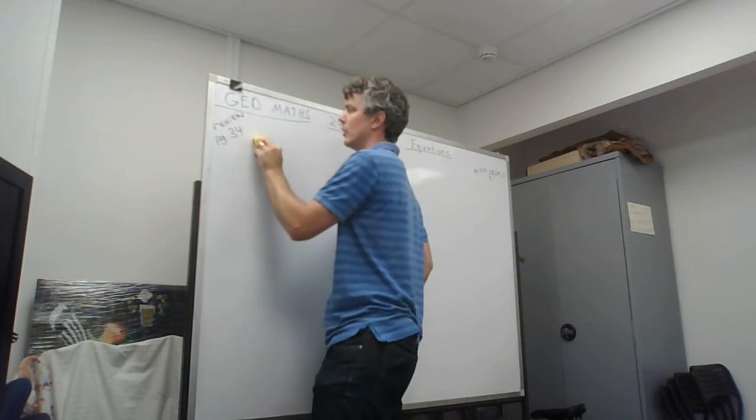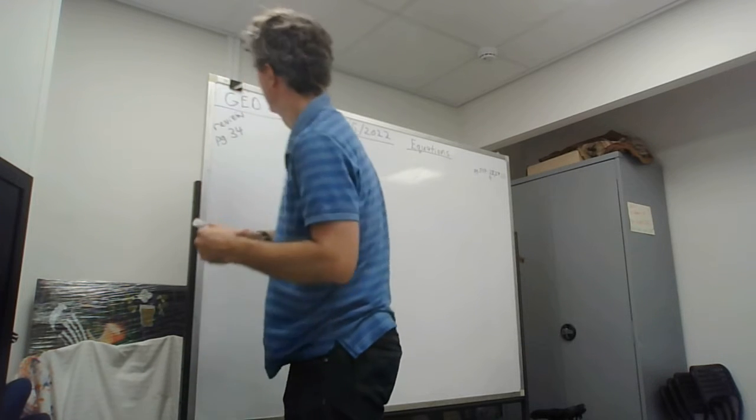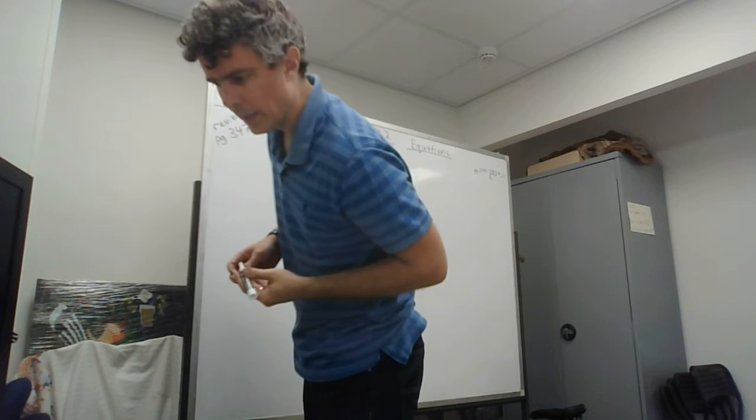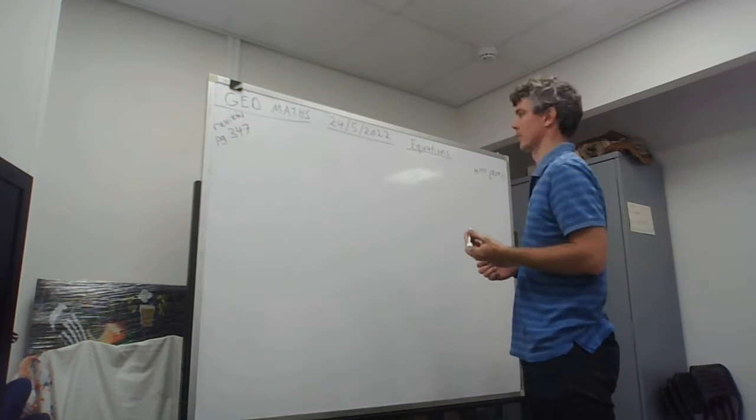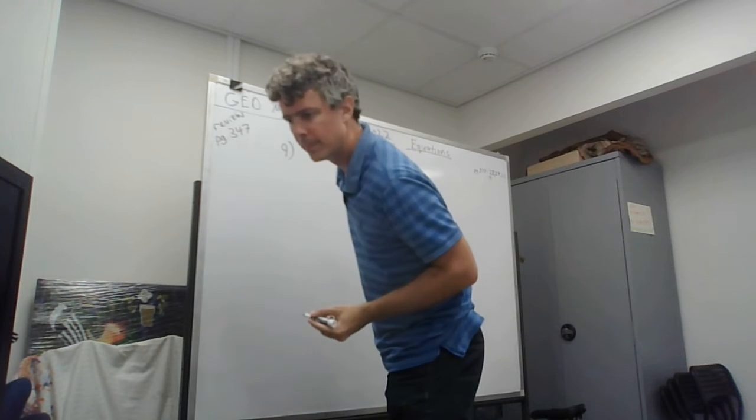Page 347. Okay, and we have number 9. Let's do that. Number 9 is 48x plus 32y, divided by 32.